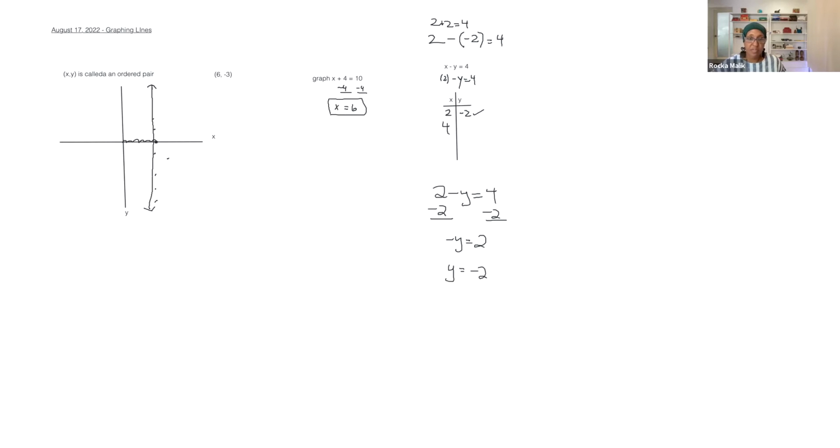I'm going to just write over the same equation. Instead of x, I have 4 minus y equals 4. I want to get my numbers on one side and my letters on the other side. Minus y equals 4 minus 4, which is 0. There's no opposite of 0, so y is just 0.